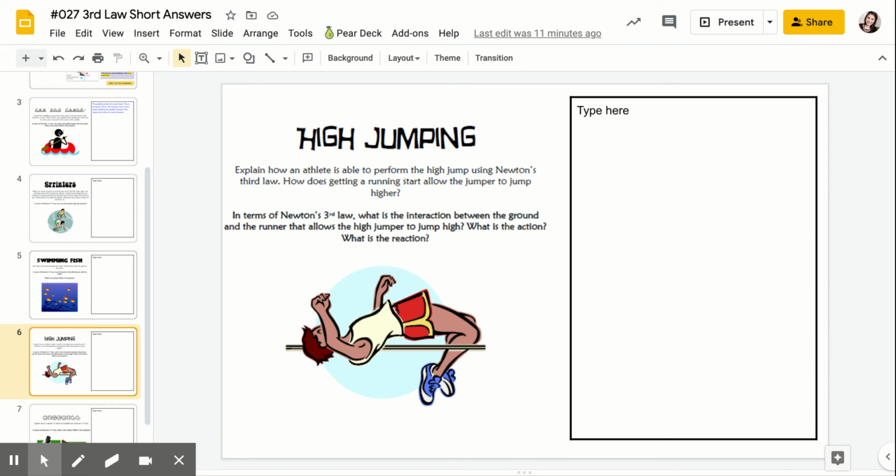Slide 6. Explain how an athlete is able to perform the high jump using Newton's third law. How does getting a running start allow the jumper to jump higher? In terms of Newton's third law, what is the interaction between the ground and the runner that allows the high jumper to jump high? What is the action? What is the reaction?